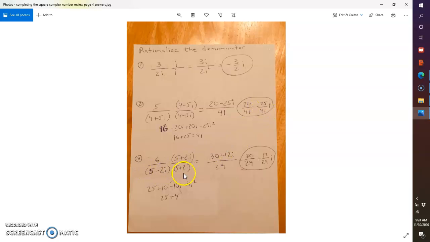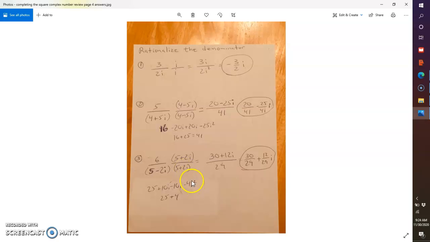When there's a 5 minus 2i, once again, we switch the sign. 5 plus 2i over 5 plus 2i. I distribute. On top, 30 plus 12i. On the bottom, 5 times 5 is 25. 5 times 2i is 10i. Negative 2i times 5 is negative 10i. And negative 2i times 2i is a negative 4i squared.